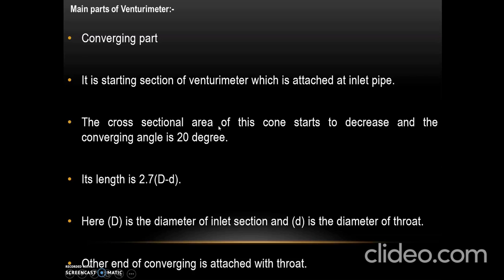The cross-sectional area of this cone starts to decrease and the converging angle is 20 degree and its length is 2.7 into (D minus d), that is, diameter at the inlet section minus small d, that is, diameter of throat. The other end of converging part is attached with the throat.